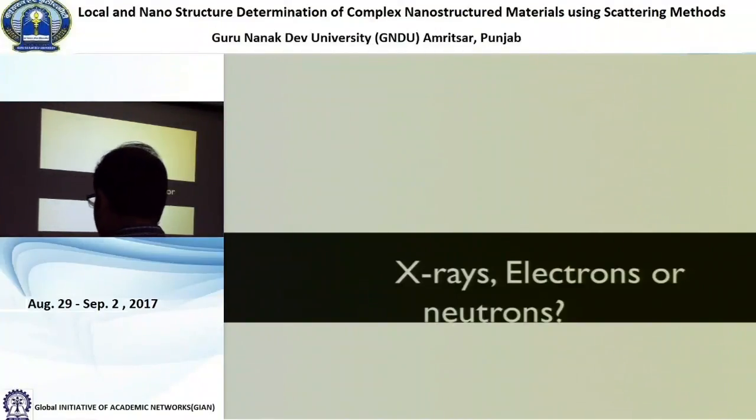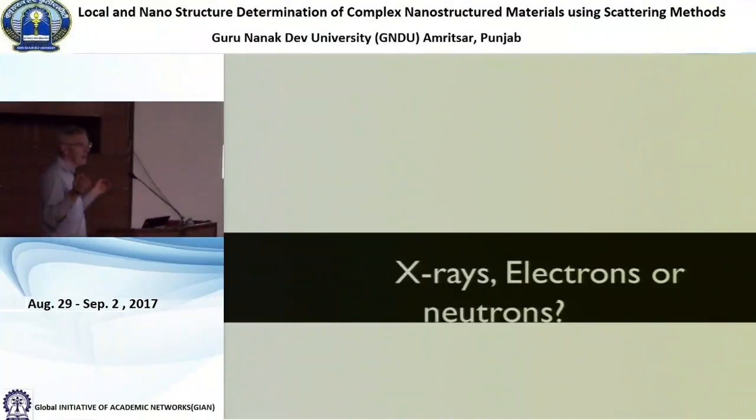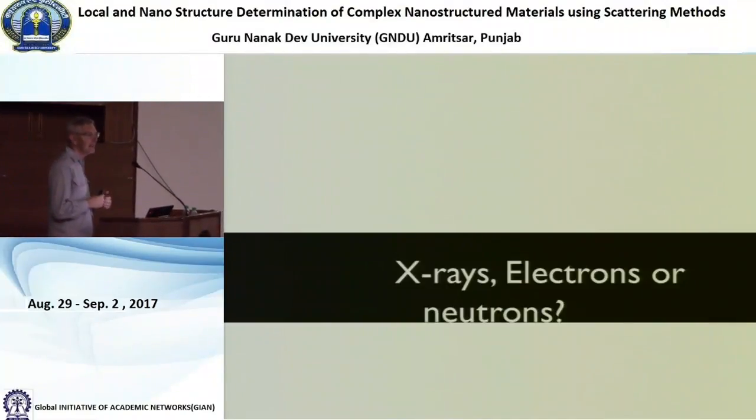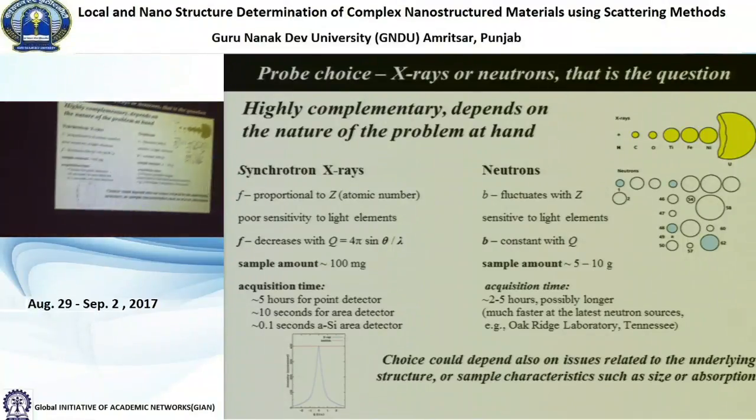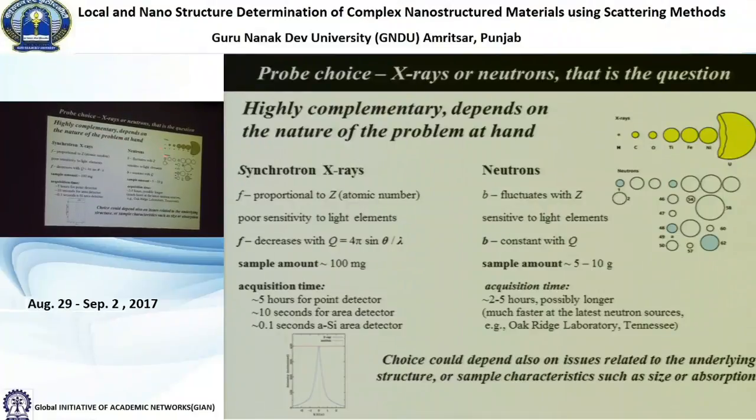Okay. I'm not sure if it'll even take 20 minutes, but here are some general considerations. I've thrown a lot at you: X-rays, neutrons, electrons. How do you know when to use one and when to use the other? One thing, the most important thing between X-rays and neutrons, is this scattering length complementarity.